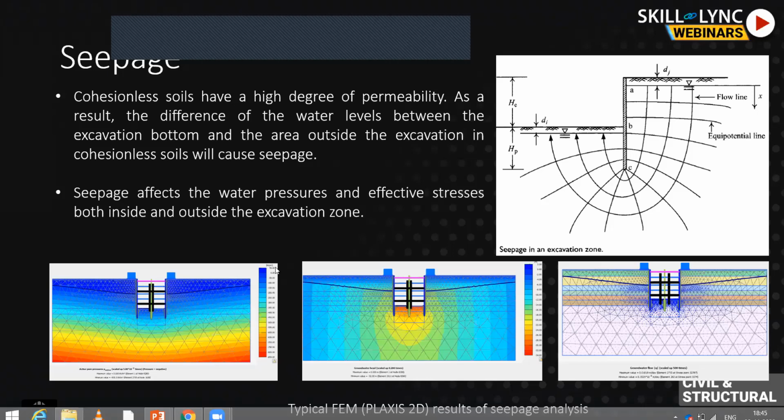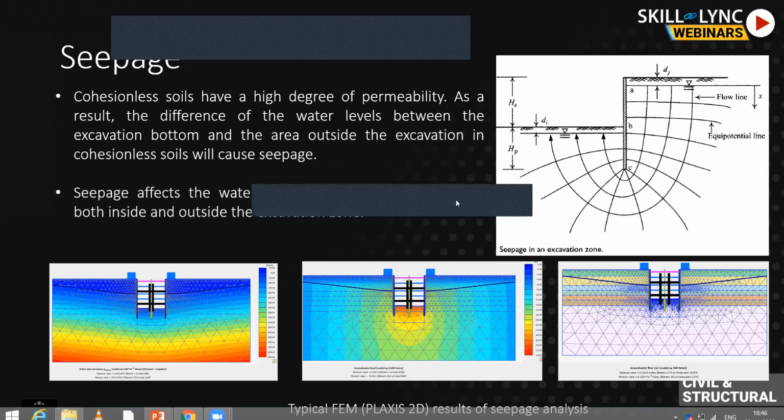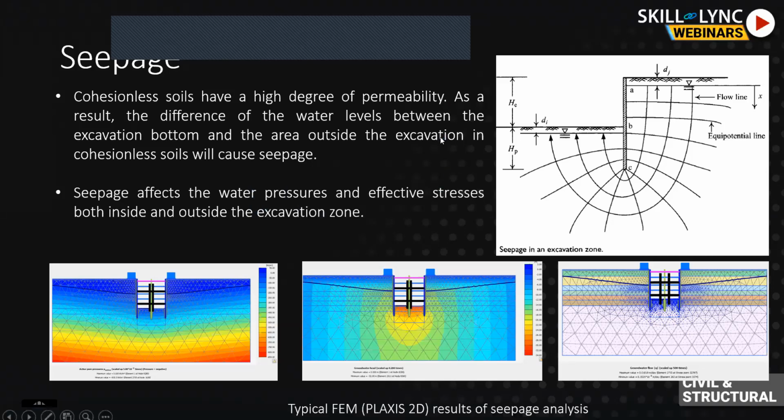Here I have also attached some photographs from Plaxis analysis. You can see how the groundwater table is lowering here. If you see the third photograph, you can see how water from the near section, where loads are near to the D wall, and how the groundwater table is lowering. So whenever you are performing a numerical model, you need to consider seepage also.